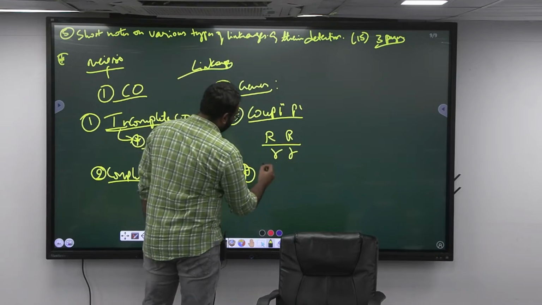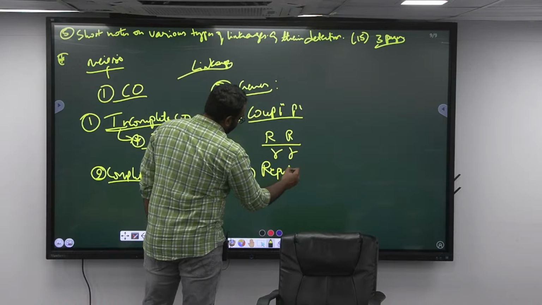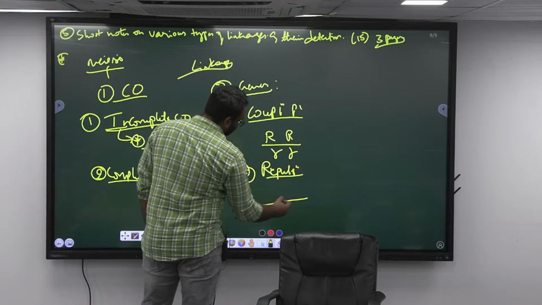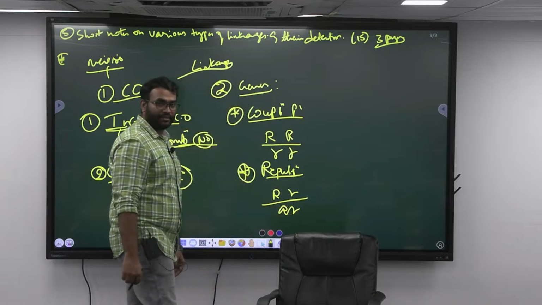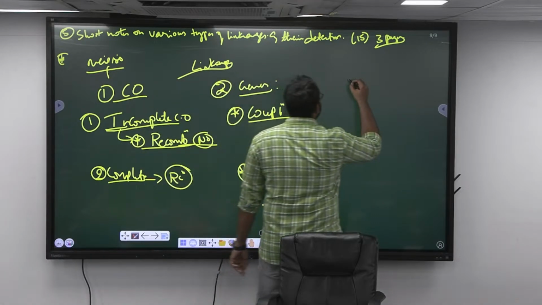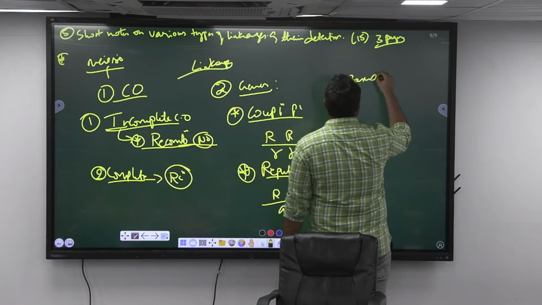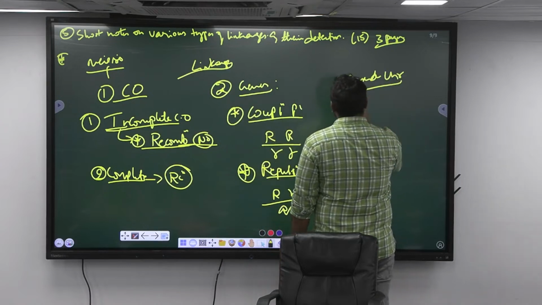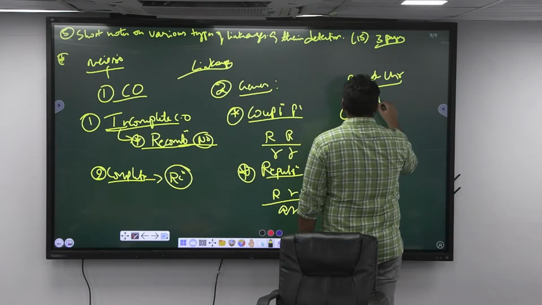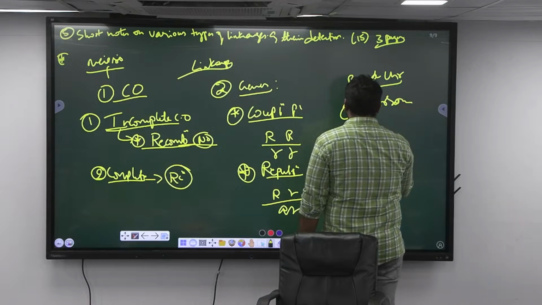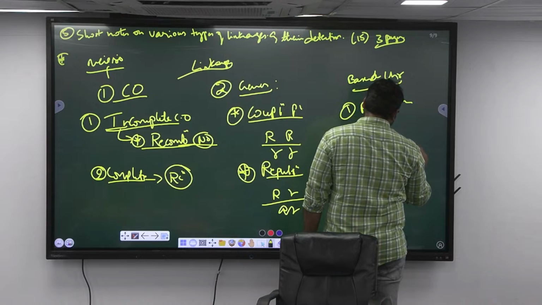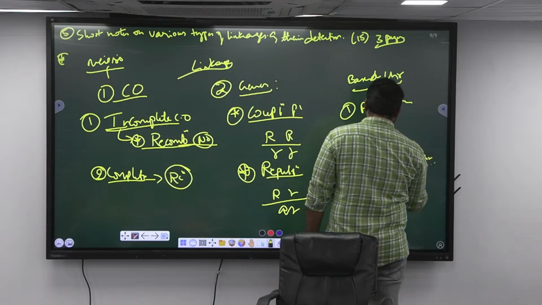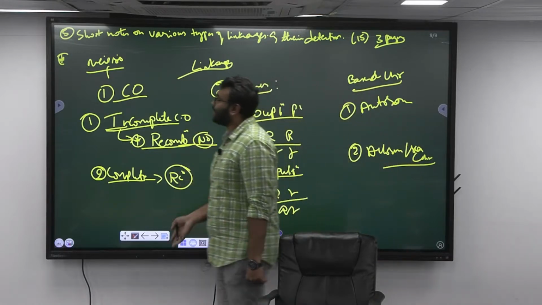Repulsion type. So here what is happening? One dominant, one recessive, one dominant, one recessive will be there. Correct? This is one. And another one is based on the chromosomes where it is happening. One is autosome and another one is allosome or sex chromosomes. Clear? So this is the basic classification we have.